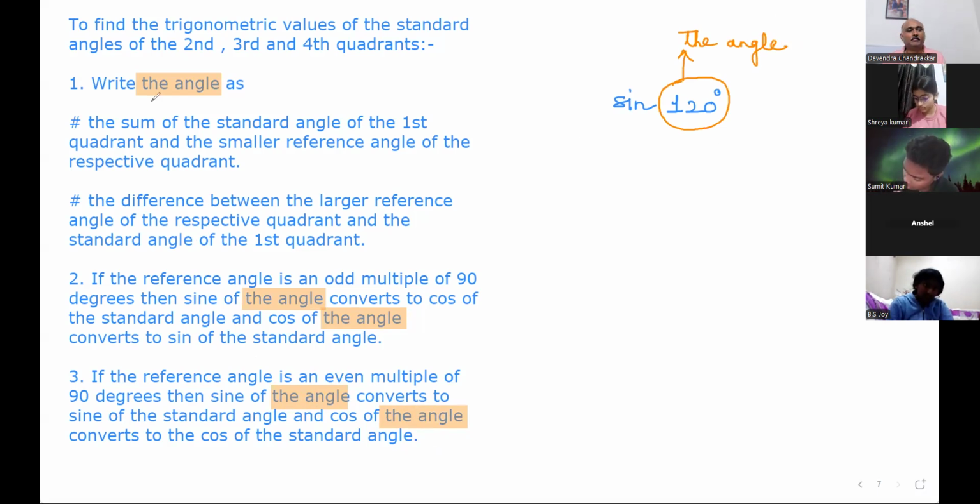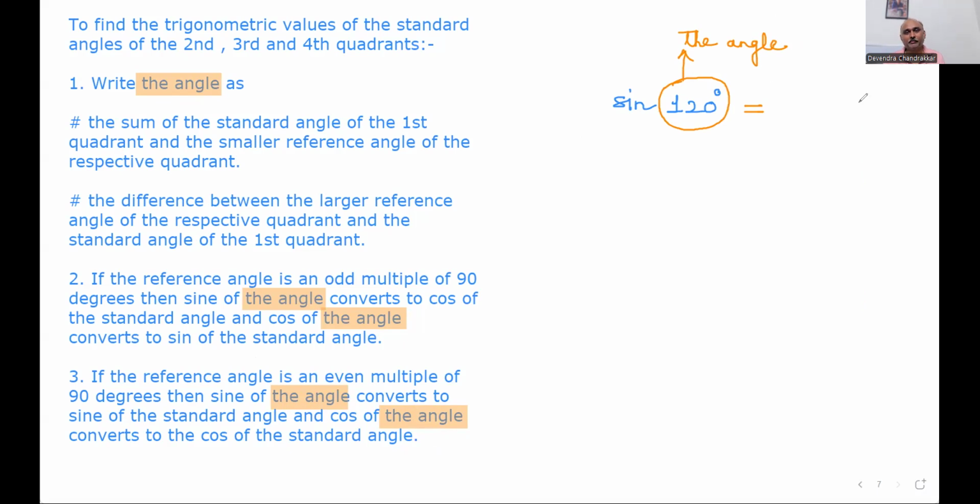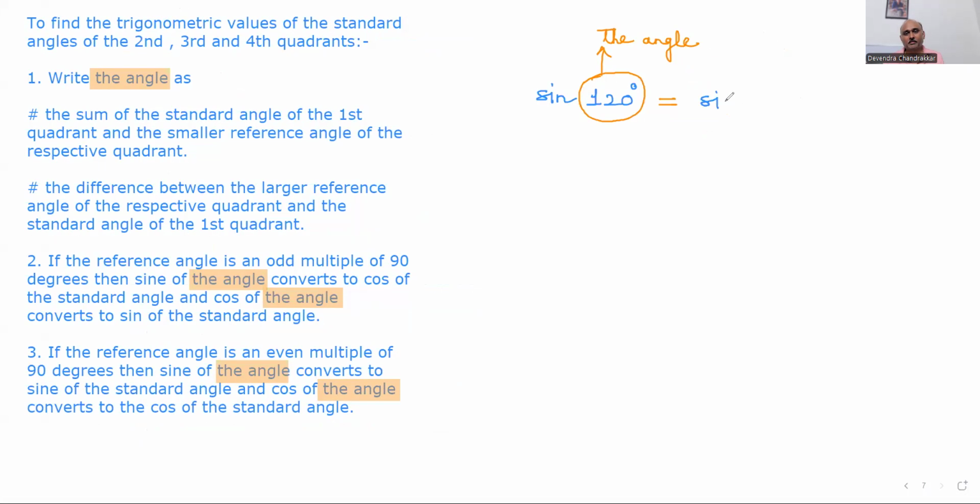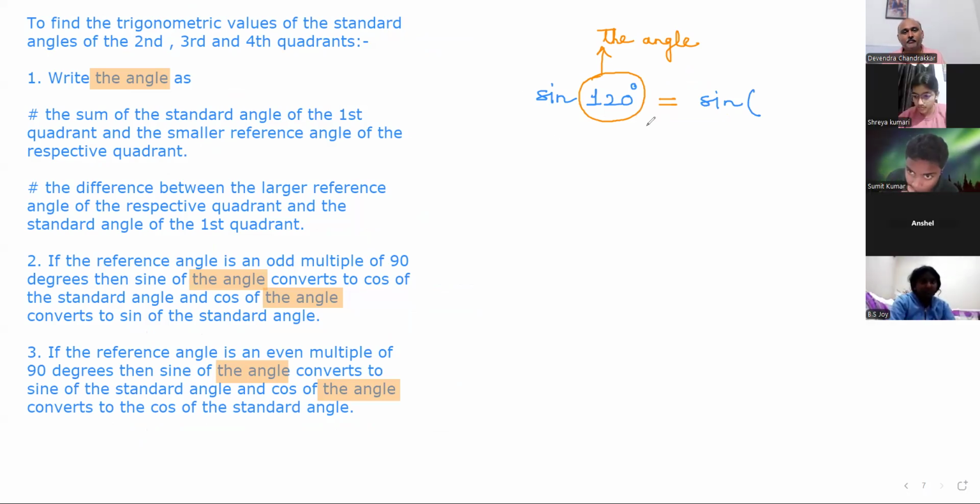Now, the first step is write the angle as the sum of the standard angle of the first quadrant and the smaller reference angle of the respective quadrant. So this angle belongs to which quadrant? Any one of you who can answer it, please. चलो सब लोग बताएंगे, जो भी बताना चाहे फटाफट. Switch on your mic and speak. Second quadrant. Very good.